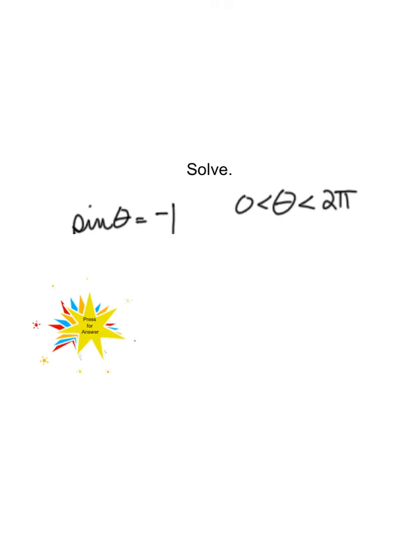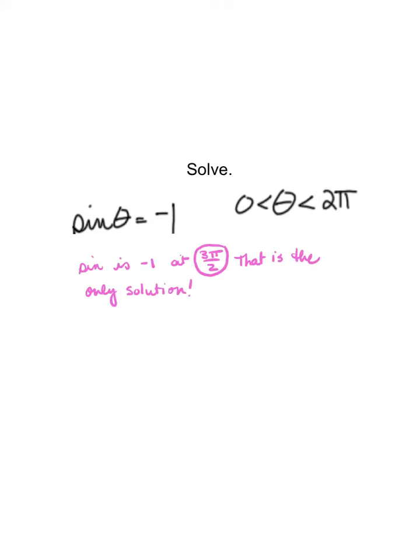Press pause on your video. When you're ready for the answer here, press play. Note that we are looking for our angle to be in radians. This one's done a little bit differently. The only place on the unit circle where sine is -1, that's the y-coordinate, is at 3 pi over 2. So I don't need to do anything with reference angles. I have one solution, 3 pi over 2.